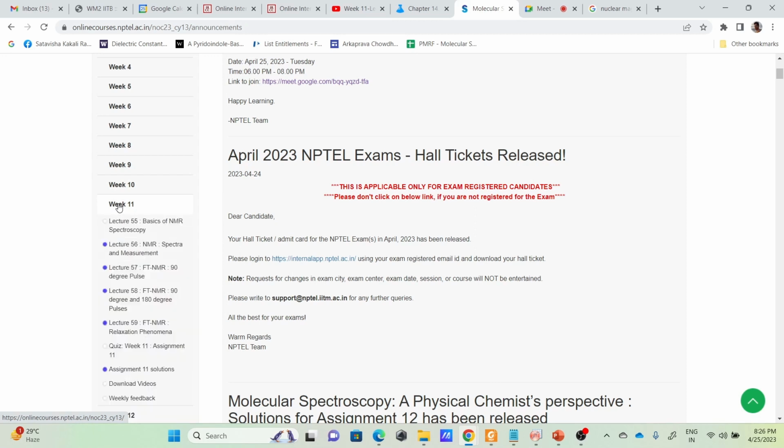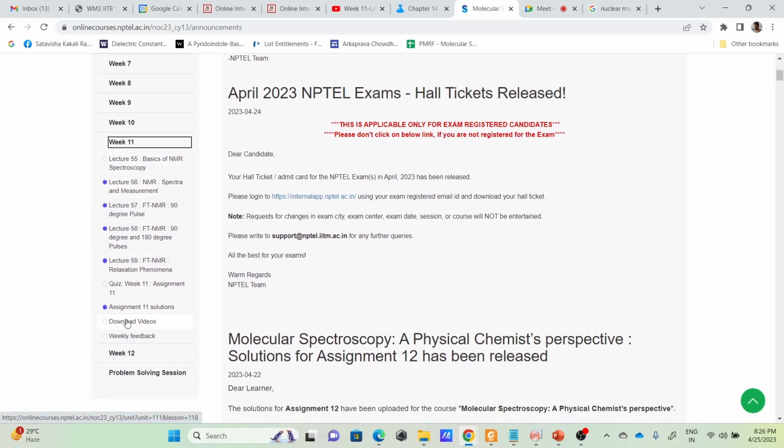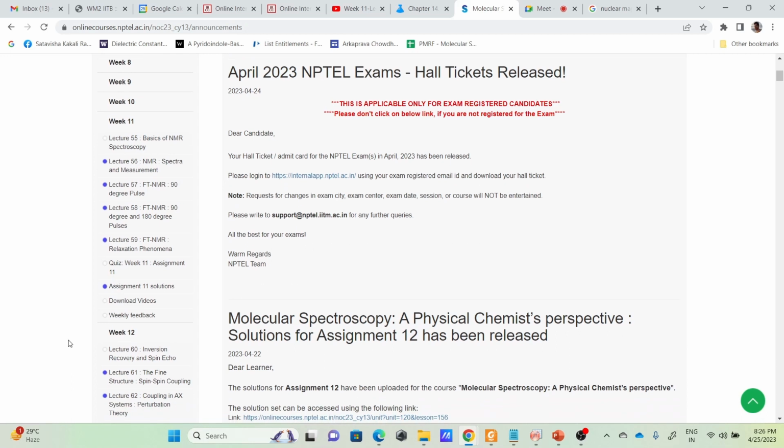And in week 11, we went to a totally different thing, that is NMR spectroscopy, nuclear spin. There, first in lecture 55, we discussed the basics of NMR spectroscopy, and then how NMR spectra measurements were done. And actually the title is written wrong here. Here we learned what spin coupling is, right? We learned about spin coupling in the AX system, and the coupling is actually a perturbation.